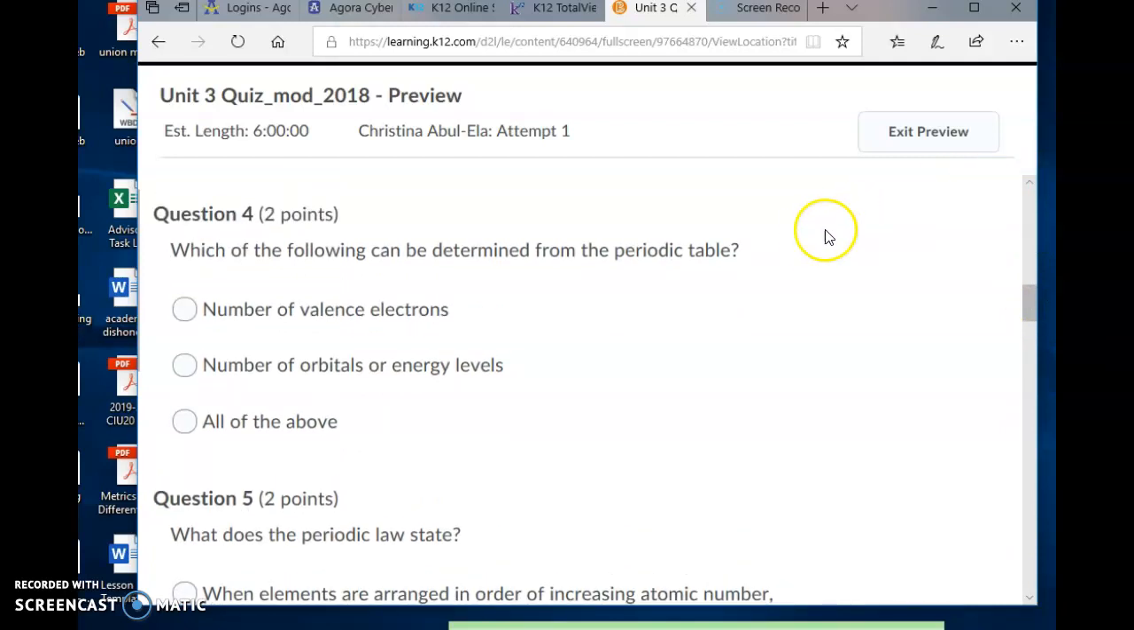Question 4. Which of the following can be determined from the periodic table? Number of valence electrons, number of orbitals or energy levels, all of the above.